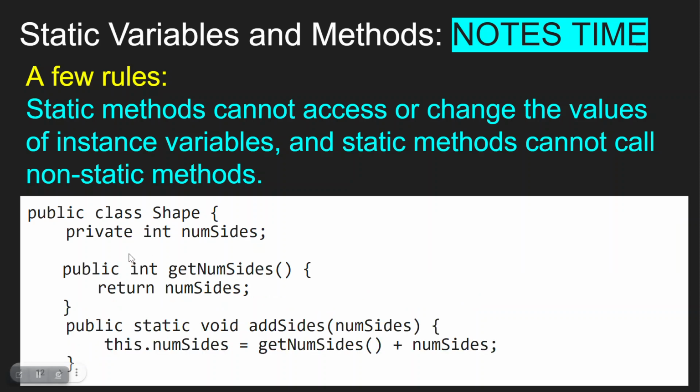Also, static methods cannot call non-static methods. So if I had my getNumSides get method established, and then if I tried to create another static method to add sides, based on a certain number of sides, if I tried to say this.numSides equals getNumSides, so in other words, I'm trying to call the getNumSides method from within this method, this would also cause an error because this is a static method, and a static method cannot call a non-static method. And it also can't access instance variables. So this one would have a couple of errors in it.